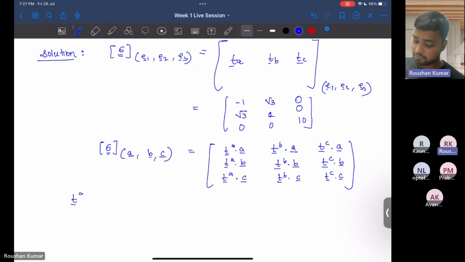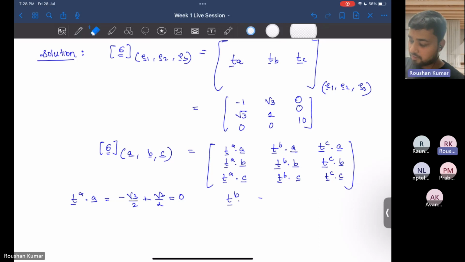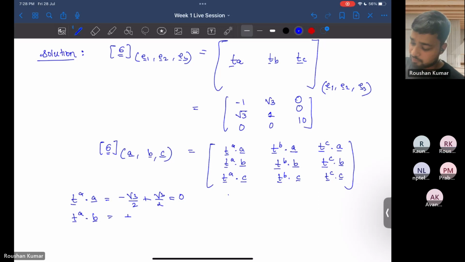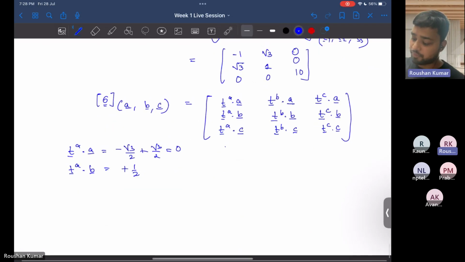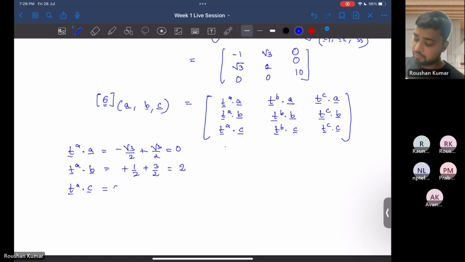So TA dot A gives us minus root 3 by 2 plus root 3 by 2, that is 0. First of all, I will calculate traction on plane A along the A, B and C directions. TA dot B: here TB is root 3 E1 plus 1 E2, and TA is minus 1 E1 plus root 3 E2. When it is dotted with B, it gives us minus 1 into 1 by 2 plus root 3 into root 3 by 2. So it becomes minus 1 by 2 plus 3 by 2, which gives us 1. Similarly, TA dot C becomes 0.